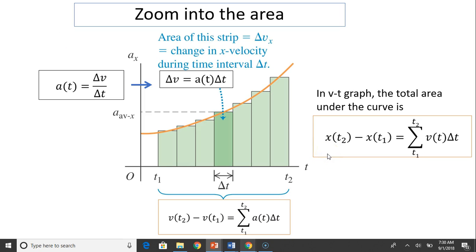Now in the v-t graph, the total area under the curve is the displacement. So the total area is the sum of the tiny areas of strips. Each tiny area is v(t) times delta t. This is the tiny displacement during the time interval delta t. And you add all the delta x together, you get the total displacement.